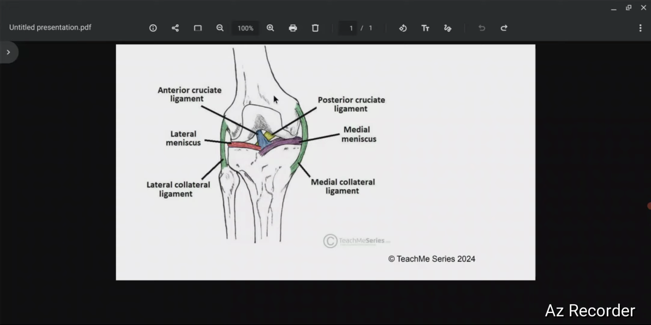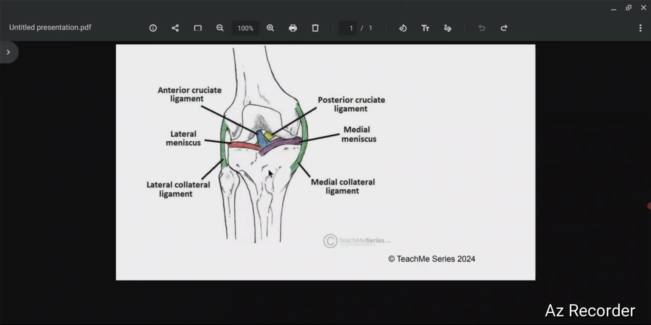So let's just begin. You need to recognize that there are three bones involved in the formation of the knee joint. This one is your femur, present superiorly, this one is the tibia, and this one is the fibula. The tibia is present medially and the fibula is present laterally. So this is going to be the right knee joint.